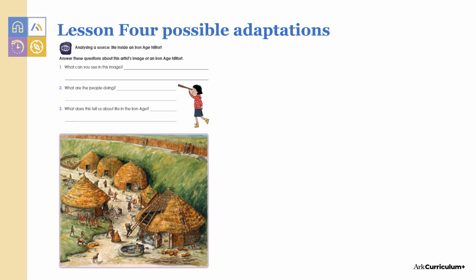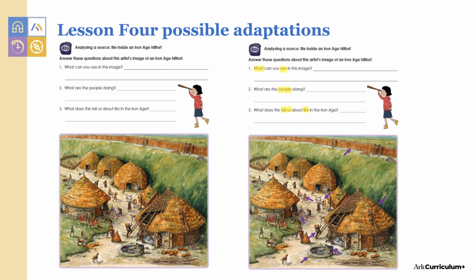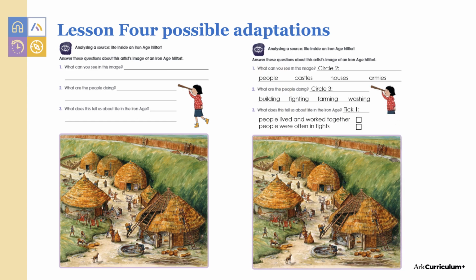One way to support pupils could be to highlight some areas to look at using arrows like this. Direct pupils towards the aspects of the source you want them to notice. You could also highlight the keywords in the question to support their understanding of the question. Alternatively, for more support, you could give pupils options to choose from, such as circling 2 or 3 answers and ticking the correct idea.